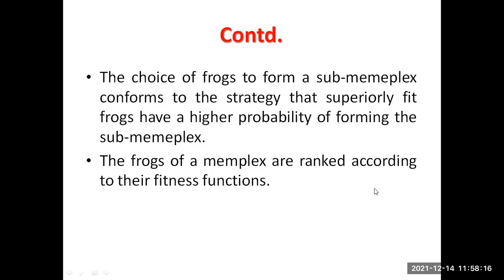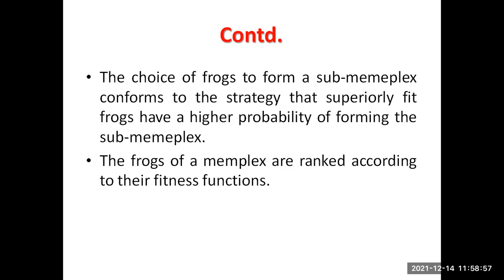Now, the choice of frogs to form a sub-memeplex conforms to the strategy that superiorly fit frogs have a higher probability of forming the sub-memeplex. So we can understand from this who will form the sub-memeplex: those having the higher probability. The best one will go to the best location, that is always the strategy. Here also the best frog will be given the higher chance, and that frog will move to the better sub-memeplex.